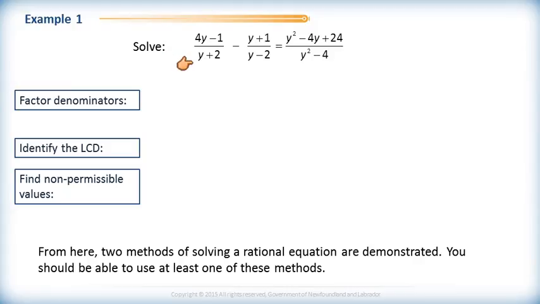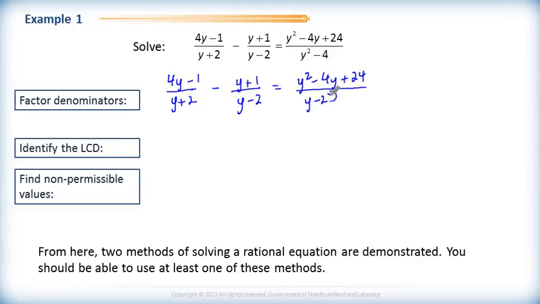Solve (4y - 1)/(y + 2) - (y + 1)/(y - 2) = (y² - 4y + 24)/(y² - 4). First thing we do here is factor any denominators that we can factor. So the only one we can factor is this one. So we have (4y - 1)/(y + 2) - (y + 1)/(y - 2) = (y² - 4y + 24)/((y - 2)(y + 2)).